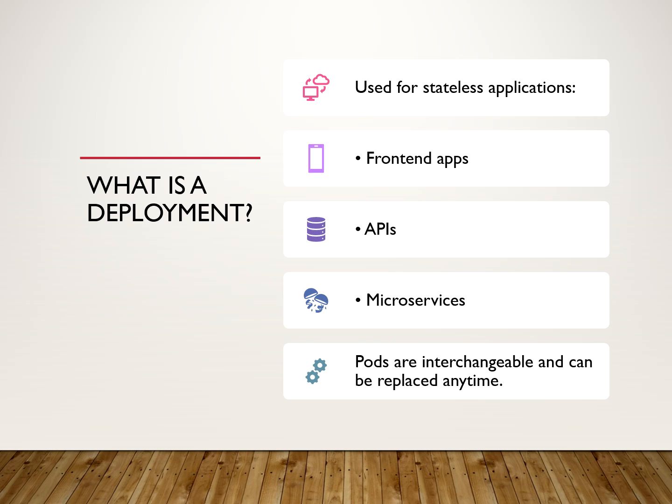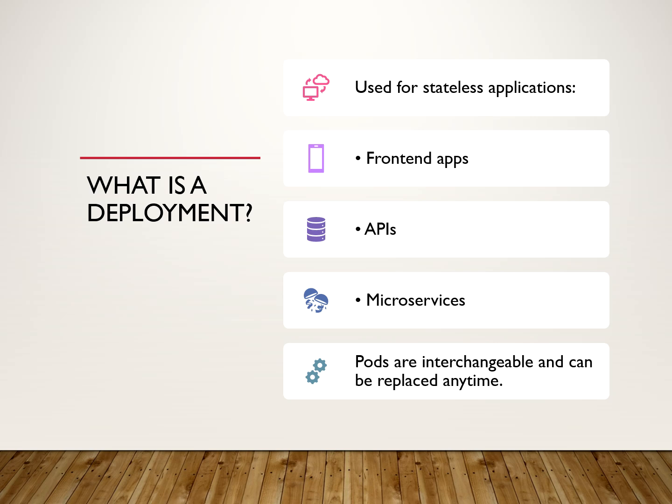Examples of deployments, which means stateless, are applications that don't depend on local pod data, such as front end applications, REST APIs, web servers, and microservices. The key idea to understand in deployments is that every pod is identical and interchangeable. It is not unique, so it can be replaced. If one pod crashes, Kubernetes will create a new pod automatically without affecting the application.